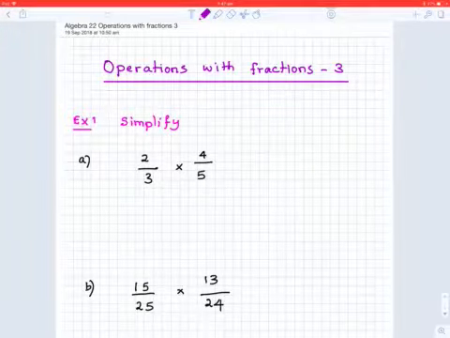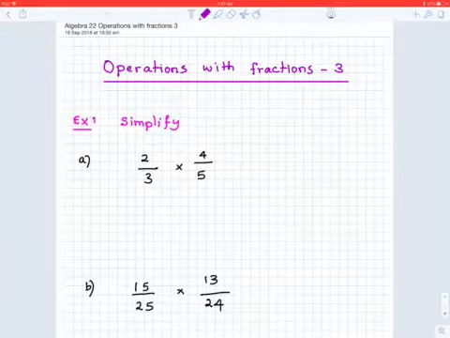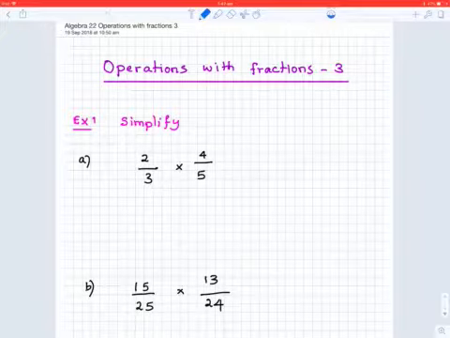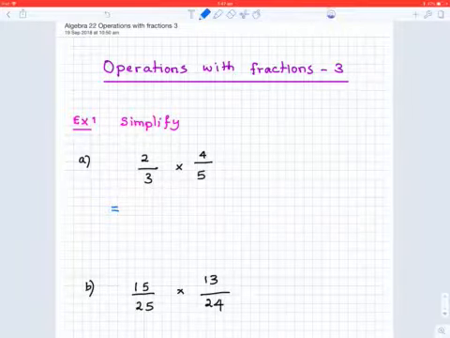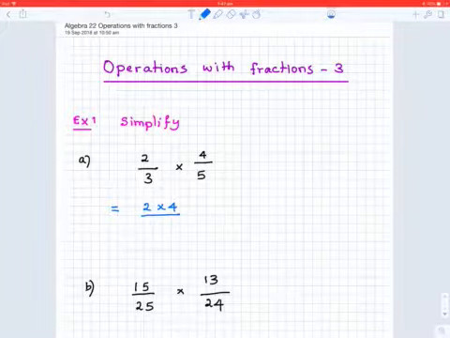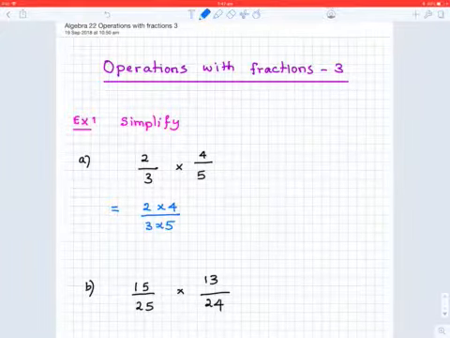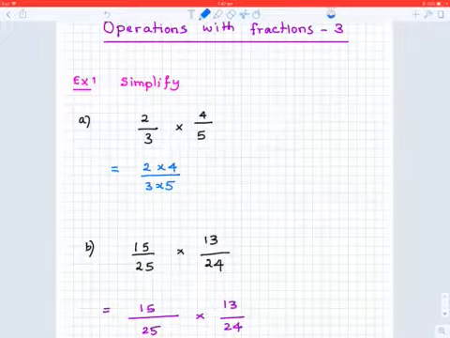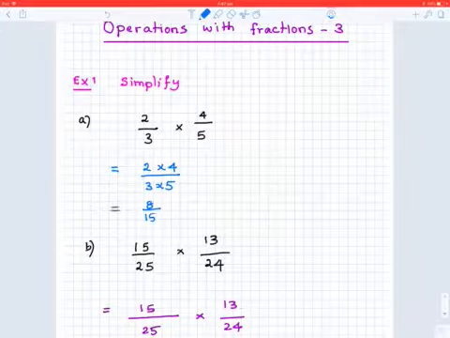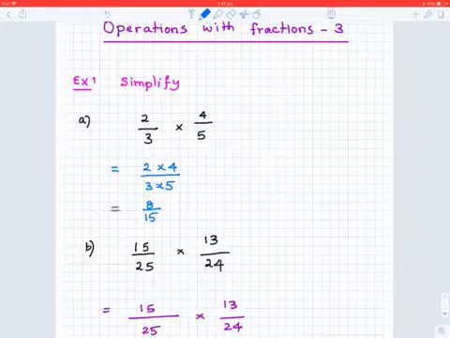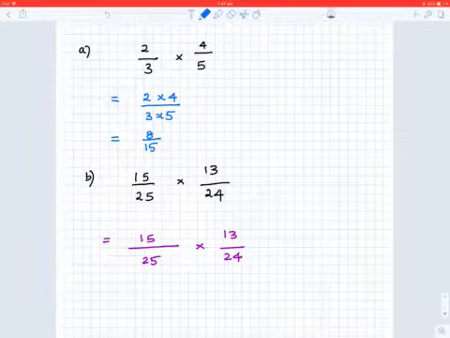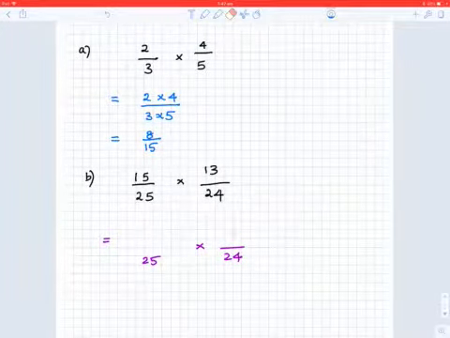I start with a simple question. Simplify 2/3 times 4/5. If this is the question, all we do, when you want to multiply two fractions, is multiply the numerators, which is 2 times 4, divided by multiply the denominators. Okay, now because there is no common factor, the answer is going to be 8 over 15. Okay, let us see the next question.